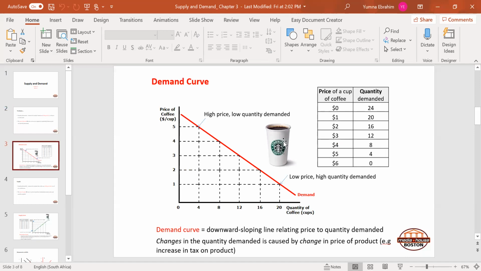In this particular case, I've illustrated Starbucks coffee. If you look over here at a price of $5 a cup, we draw the line downwards. We see the quantity people are willing to buy at $5 is 4 cups. However, if the price drops from $5 down to $2, and we take our little line across, we now see the quantity demanded has increased to 16 cups. So if we draw a line through all these points, we get what is known as the demand curve.